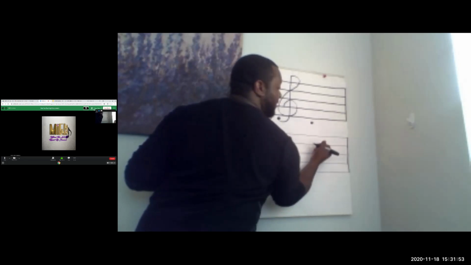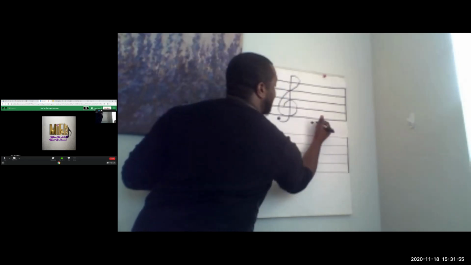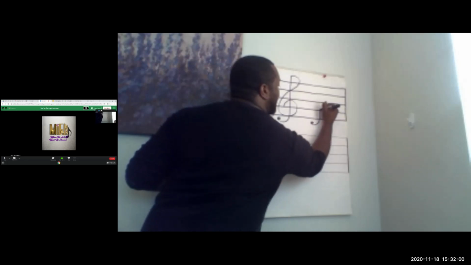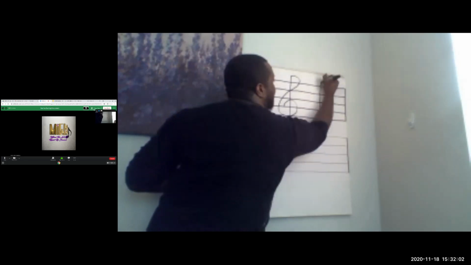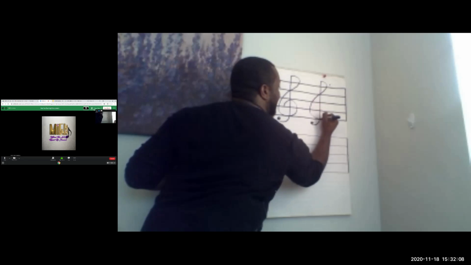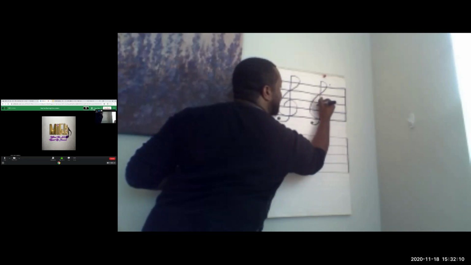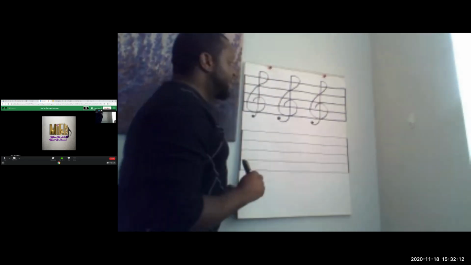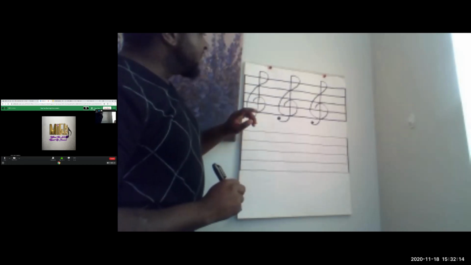Fill that in. You can see. Fill that in. You're going to go up, go all the way past the fifth line. You're going to come around, cross at the fourth line, and spiral around the second line. Okay? So I just showed you how to draw a treble clef.